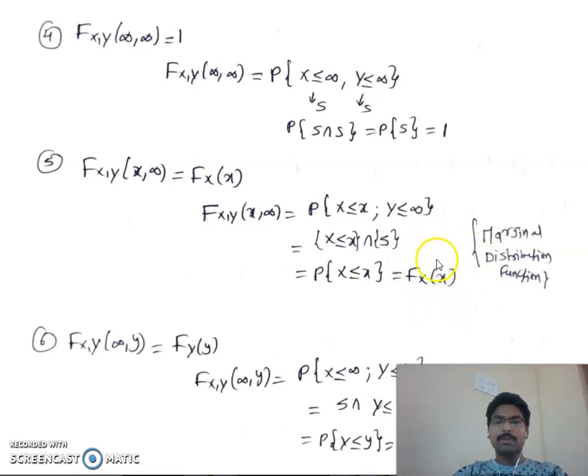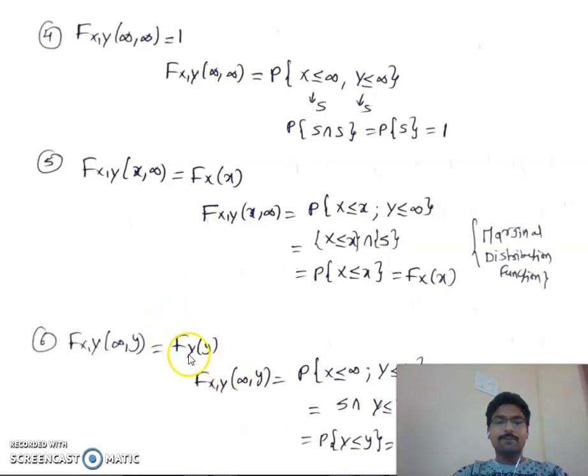The marginal distribution function can be obtained from the joint distribution function by keeping Y equal to infinity in this case. Similarly, F_{X,Y}(infinity, y) is equal to F_Y(y). Here probability of X less than or equal to infinity, Y less than or equal to y. X less than or equal to infinity means we will take all the elements of the set, that is sample space S, intersection Y less than or equal to y. Intersection means we are going to take Y less than or equal to y elements in this sample space. So that is probability of Y less than or equal to y, which from the definition is nothing but the distribution function of Y, F_Y(y). So this is the marginal distribution function of Y.